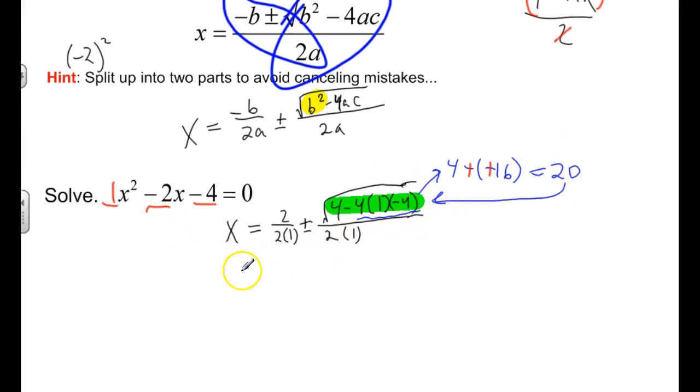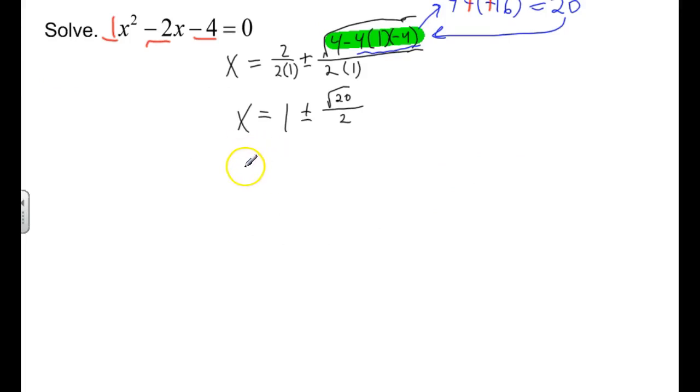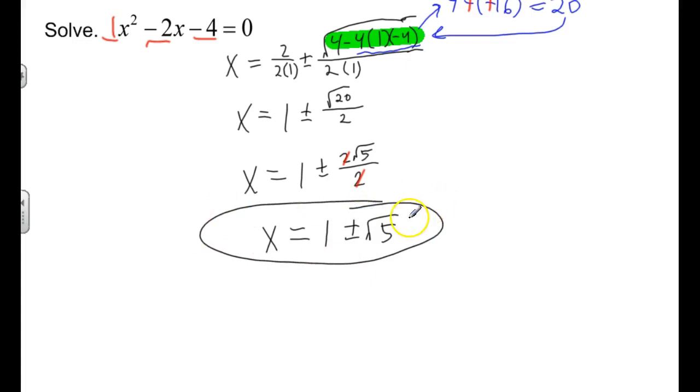So we're ready to come back to our equation and simplify it a little bit. Here would be 2 over 2, which is 1, plus or minus the square root of 20 over 2. And that can be simplified just a little bit more. So we could say that x equals 1 plus or minus. We know that the square root of 20 is really 2 root 5, since 4 times 5 is 20. And then you can cancel out the 2's. So you're just left with x equals 1 plus or minus the square root of 5. And that's our answer. That's as simple as it gets, and that's an exact answer.